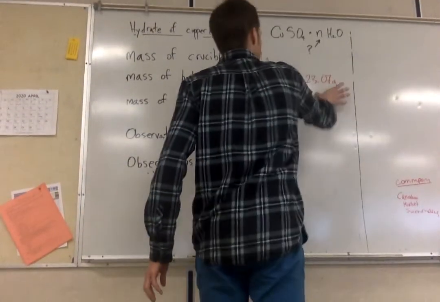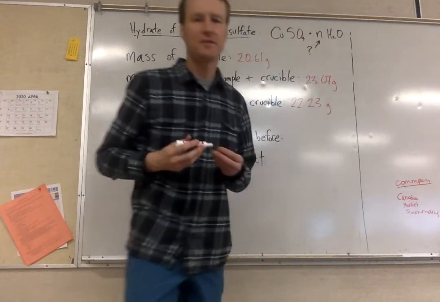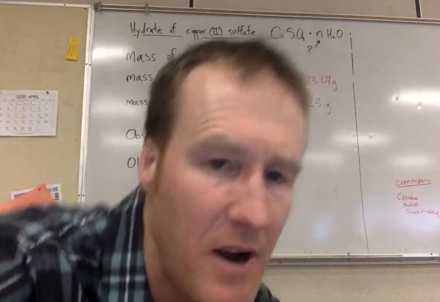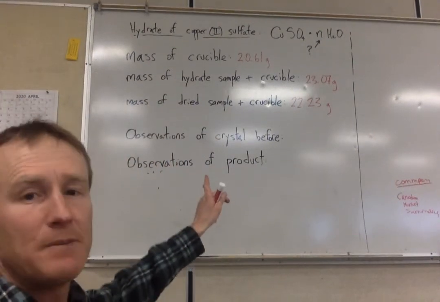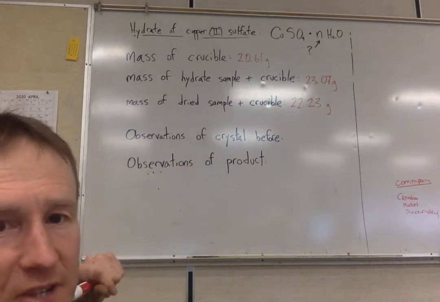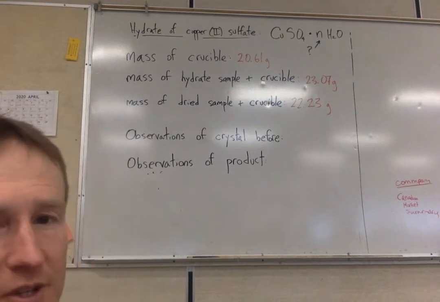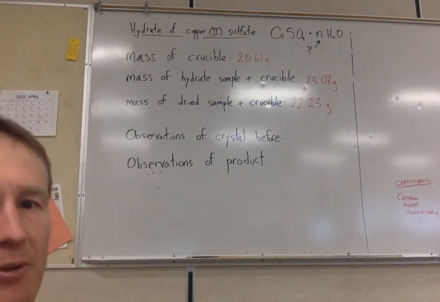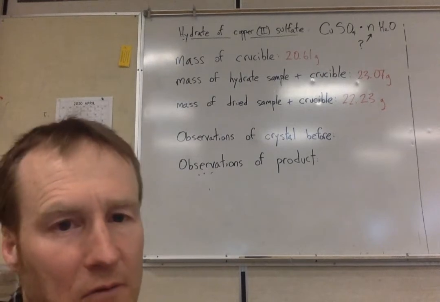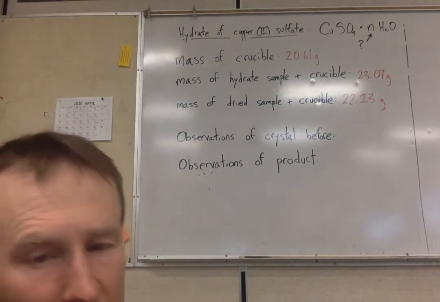As the final mass of the dried sample plus crucible, the figure I'm getting is 22.23 grams. So again, the crucible was 20.61 grams. Hydrate plus crucible was 23.07. The mass of the dried sample in the crucible was 22.23. From that, you should be able to calculate the mass of the anhydrous salt, the mass of the water that was lost.